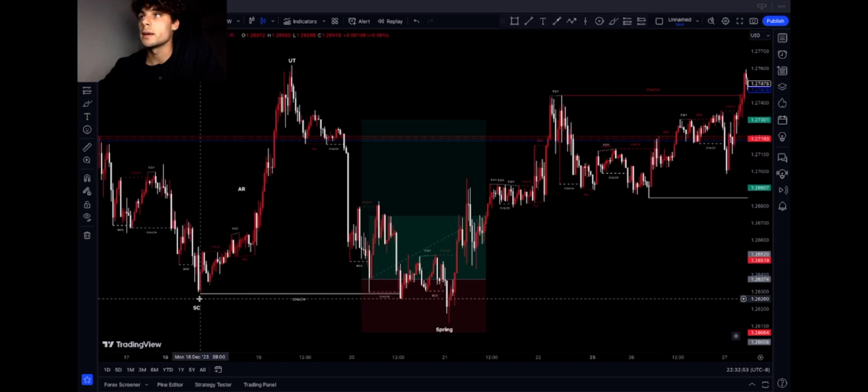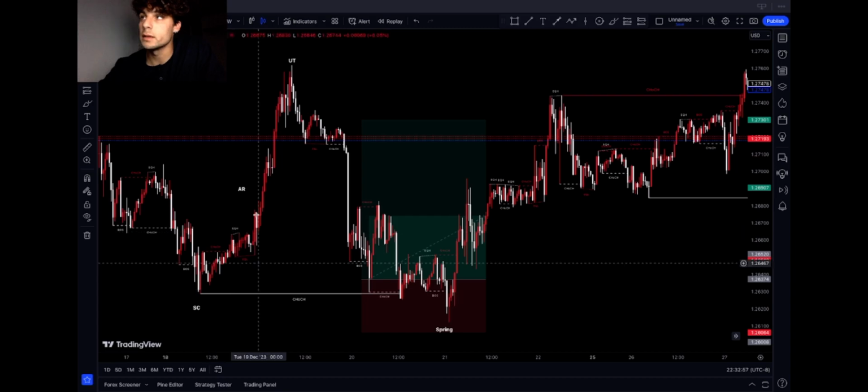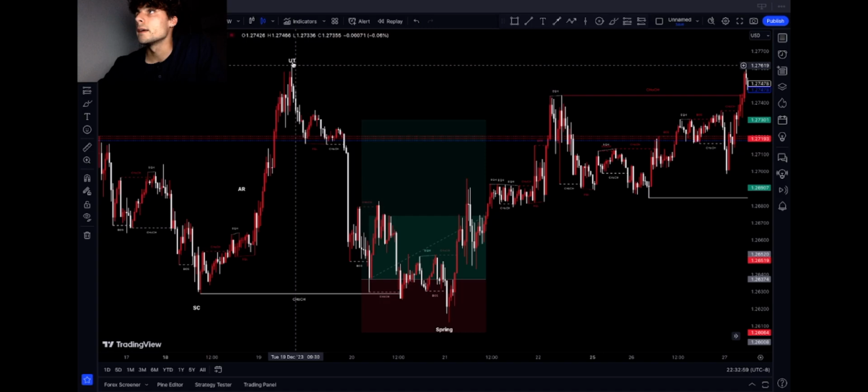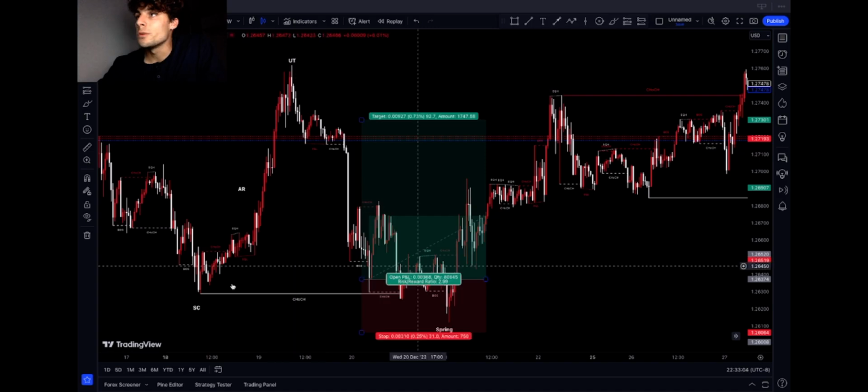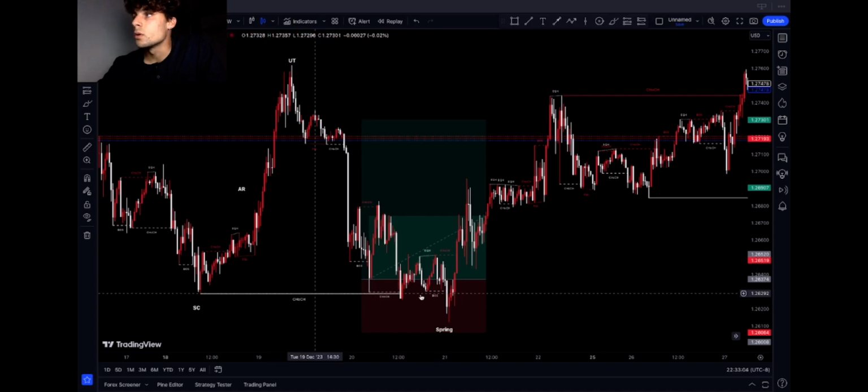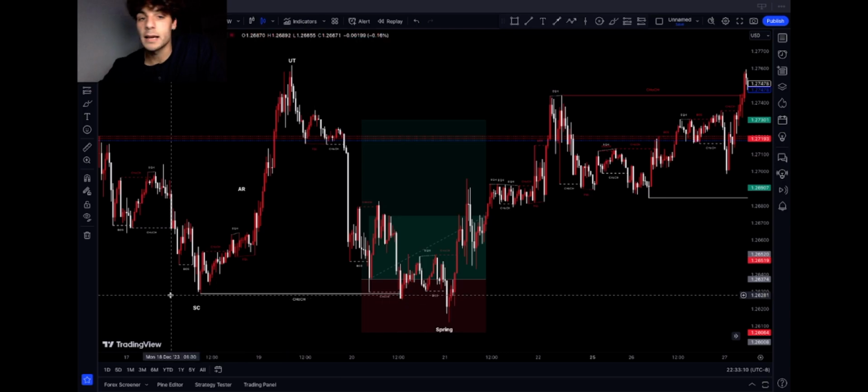We had the selling climax, automatic rally. So after the selling climax, you get an automatic rally of bulls. You get the UT. You get a sell off. Now down here, we're looking for this spring. It's going to come down here and grab this buy side liquidity, right? It's going to take out these stop losses before moving higher.